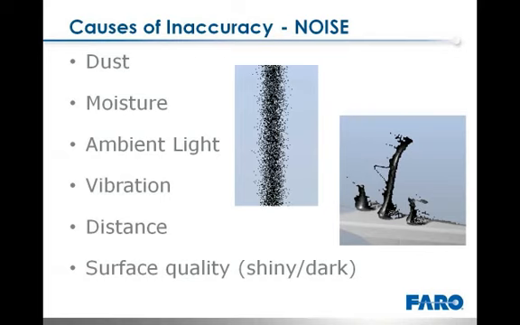Shiny surfaces will reflect the laser light away instead of reflecting it back at the scanner. The faucet picture on the right is a great example of noise on a shiny object. Very dark surfaces will absorb more of the light than other surfaces, leaving less light to return to the scanner, and thus typically less accurate points.